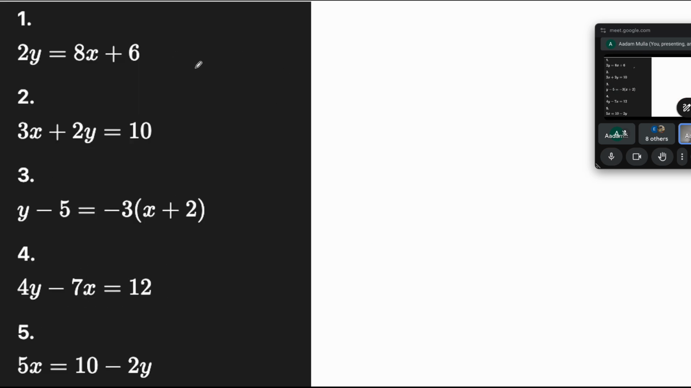I'm going to give you these questions. So I want you to rearrange them to make y the subject. And then I want you to try and find the gradient and the y-intercept of those. So rearrange them to make y the subject. And then you're trying to get the gradient and the y-intercept.